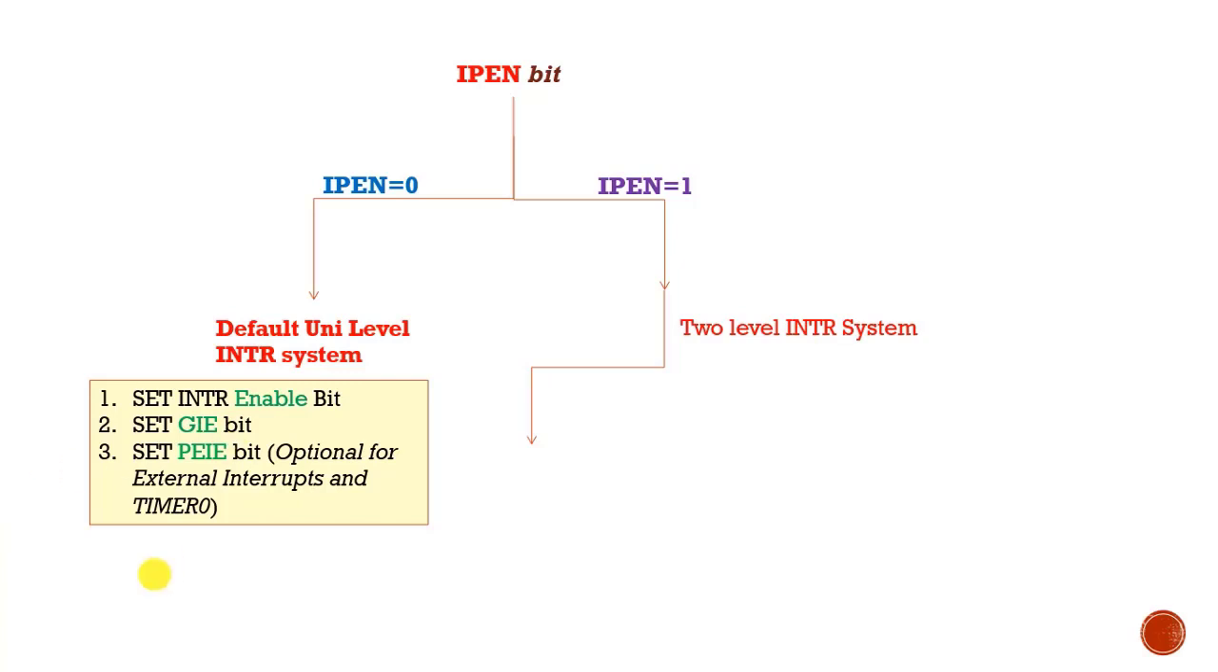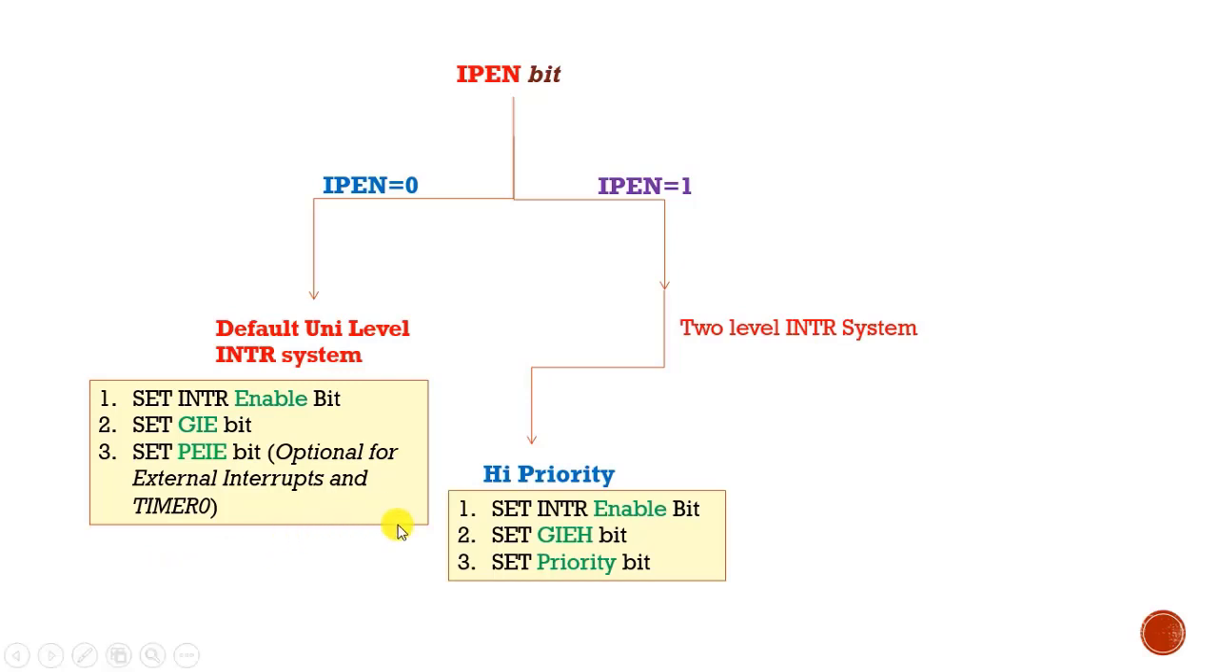Now is the case when IPEN is equal to 1. If IPEN is equal to 1, then you need to set the interrupt enable bit. For example, if we are considering Timer 0, we have TMR0IE. Now you set the GIEH bit. Remember, it's the same bit which is called GIE, but if IPEN is equal to 1, that bit changes its name and its function, and now it controls the high priority modules for interrupt generation.